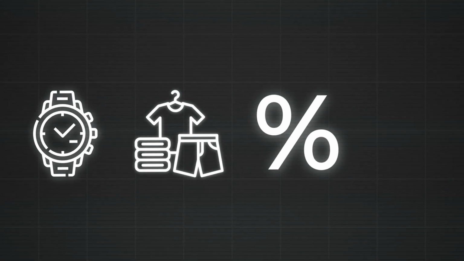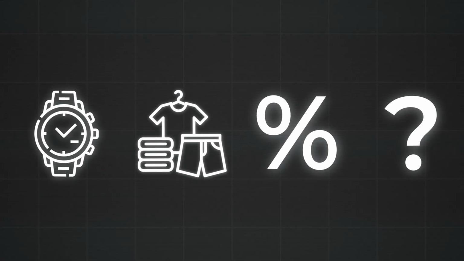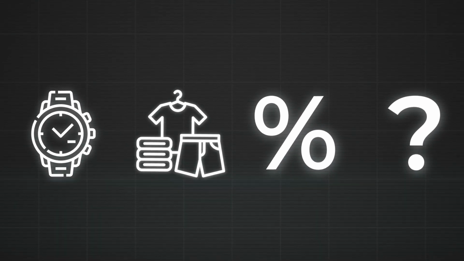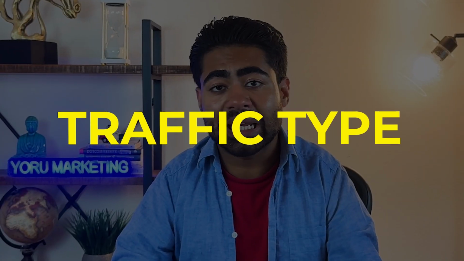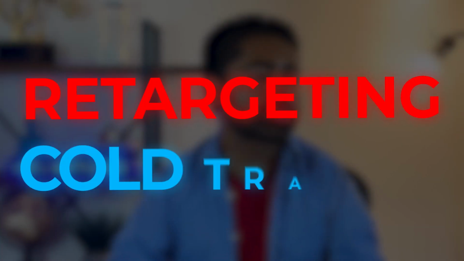You could do it by product segregation. You could do it by product collections, by product margins, or just about any other similarity that you can think of. However, one of the best ways I've seen consistently work time and time again to increase the sales of just about any brand out there is to target the actual traffic type, meaning retargeting versus cold traffic.